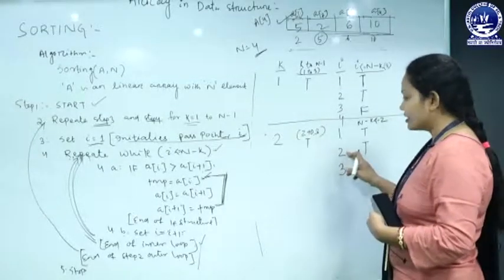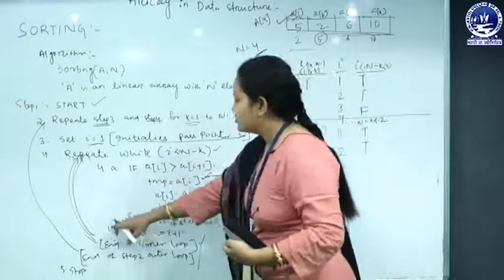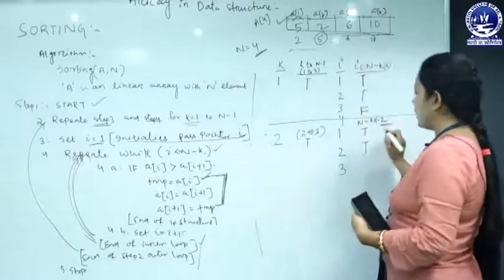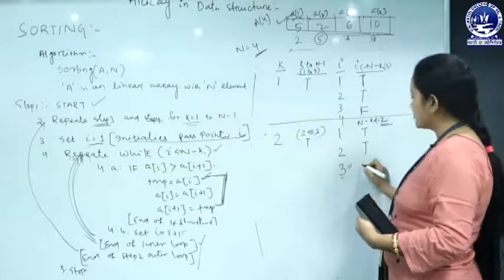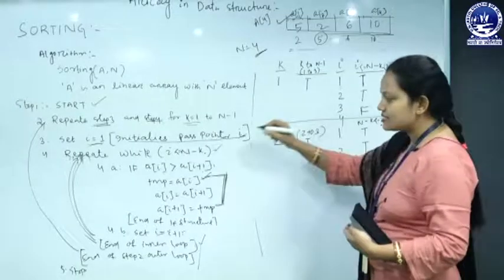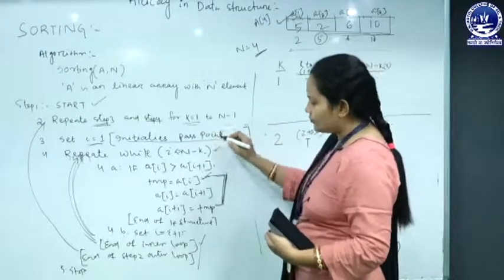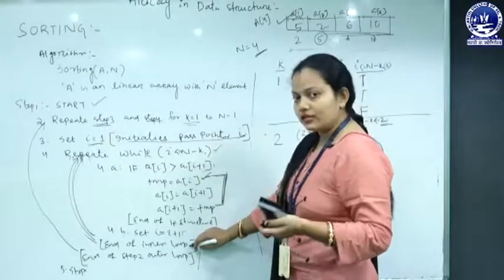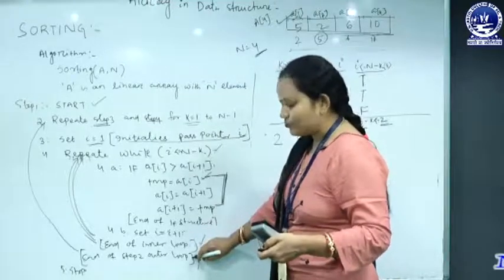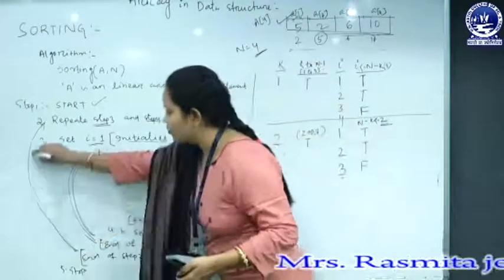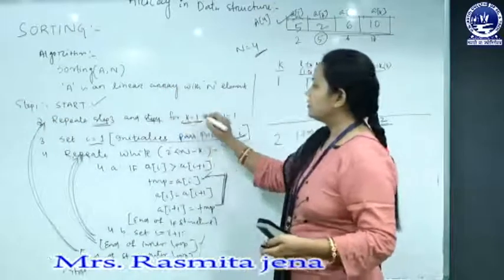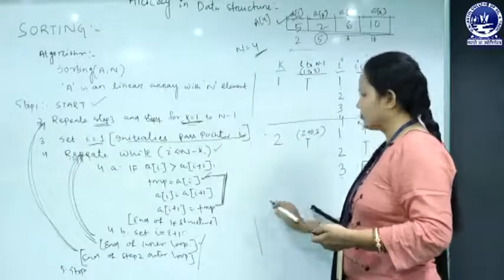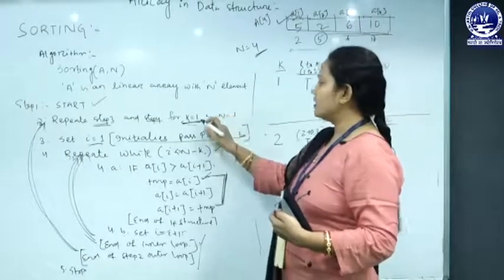As I becomes 3, we will again check the condition, I less than equals to n minus k. N minus k is 2 and I is 3. So this condition is false. As this condition is false, we will exit from the inner loop. When we are at the end of the inner loop, we will go and increment the counter variable value, that is k. So k becomes 3.